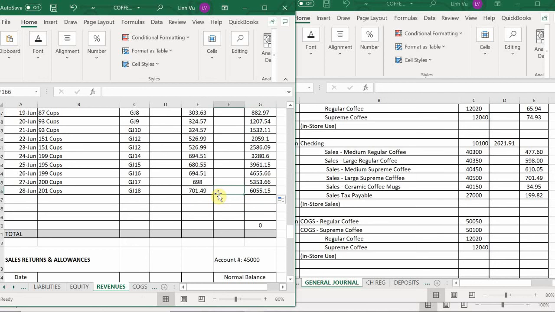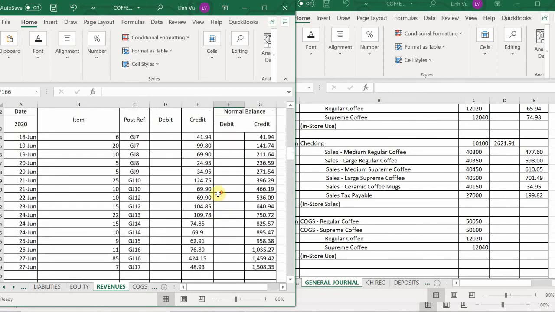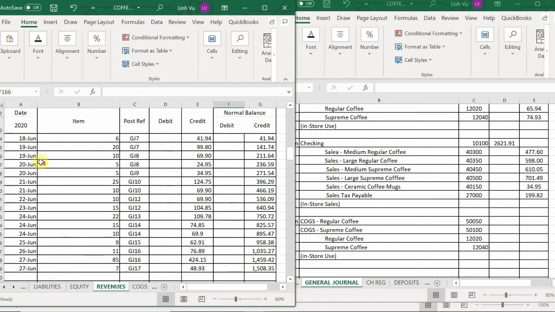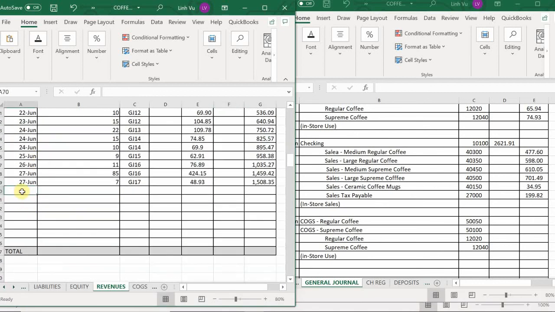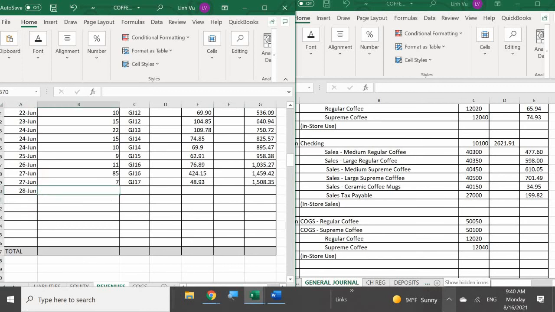And then we're going to go to our ceramic coffee mugs. Okay, here we are. I got that one in there. So that would be the 28th of June. Let me input that too. 28th. And we sold 5 cups at $6.99. And that'll be General Journal 18.